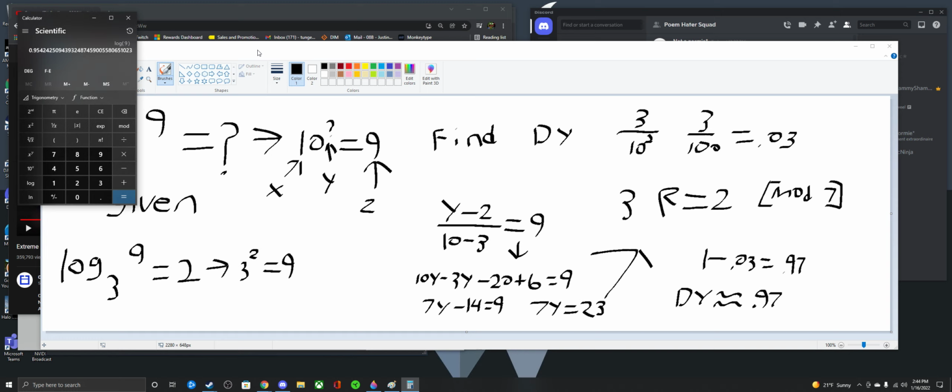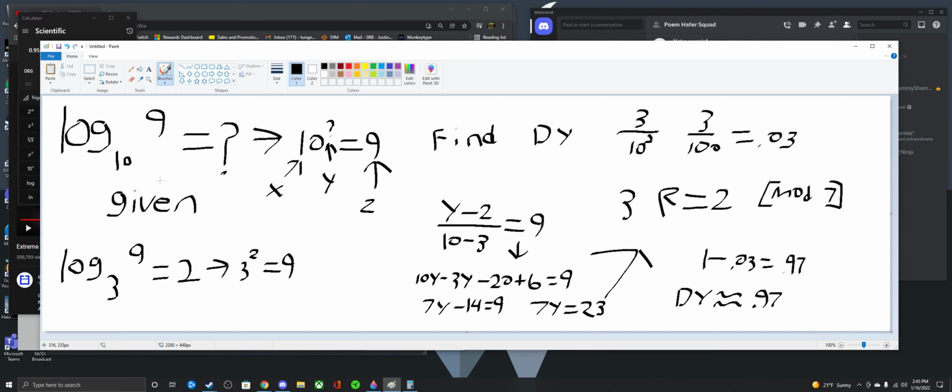But you have to break so many rules when you do this. Not only that, this doesn't work for every log. It just so happens to work specifically for log base 10 of 9, given that log base 3 of 9 is 2. So this is a fun, but most definitely wrong way to estimate logs, specifically this log.